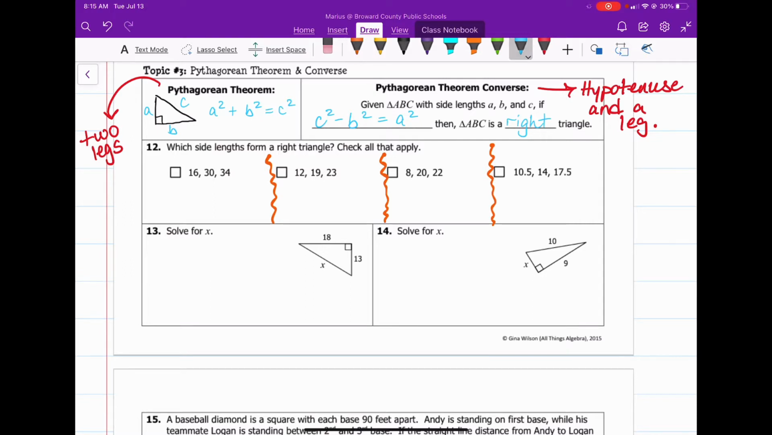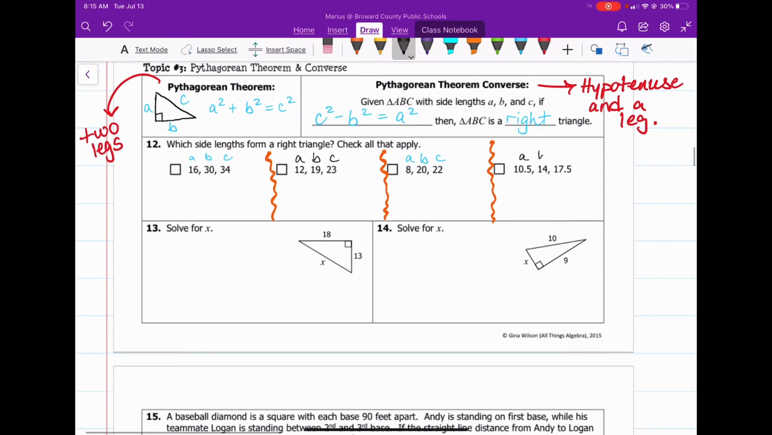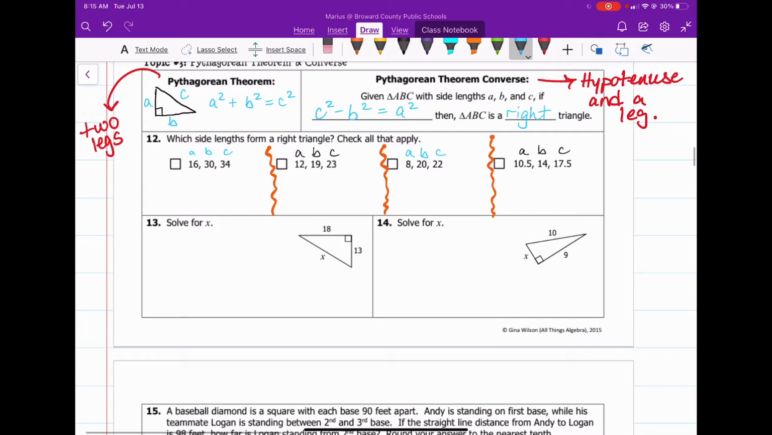For this first one, a is the smallest, b is the middle number, and c is always the largest value. If you need to, you can label all of them so you know. Technically speaking, you could interchange A and B, but for the sake of this, A is the smallest, C is the largest. Now, we just want to see if all of these fit the Pythagorean theorem. So 16 squared plus 30 squared is supposed to equal 34 squared.